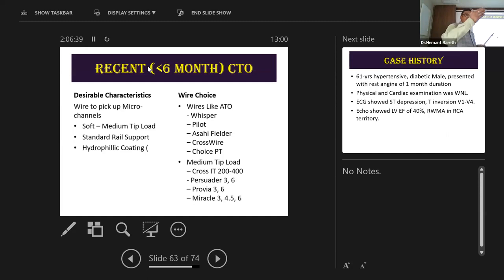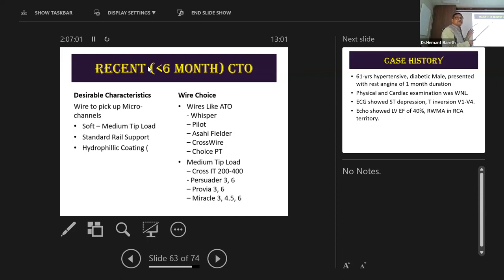So you see this particular wire, Whisper wire. The difference between Whisper and Fielder FC wire is that Whisper wire is cheaper, and Fielder FC wire is more expensive. So a Whisper wire was used to cross this.